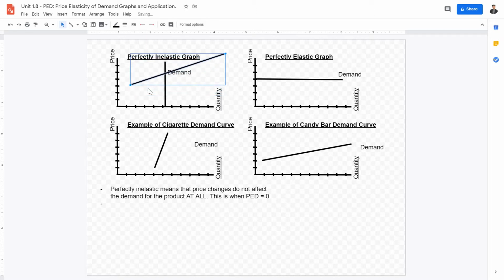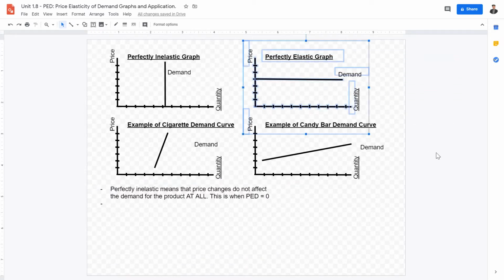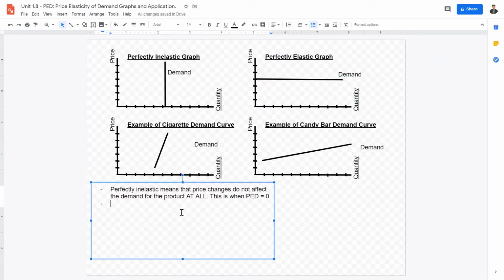Now, why is that? Let me give you an example. Let us insert a curve. Let's say this is the supply curve. Okay, let's make this a little thicker. This is the supply curve. When the price is shifted up or shifted downwards, the demand still remains at the same exact point. So therefore, when price elasticity of demand, or PED, is perfectly inelastic, then the price of the good does not at all affect the quantity demanded for the good.